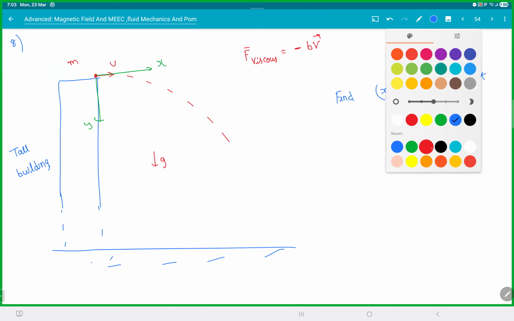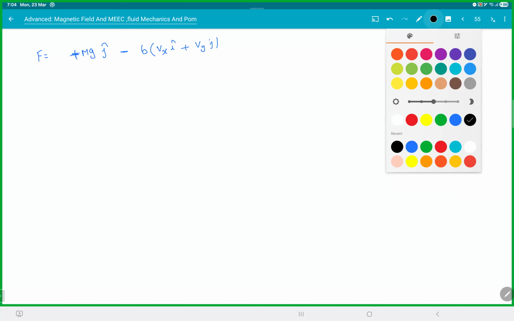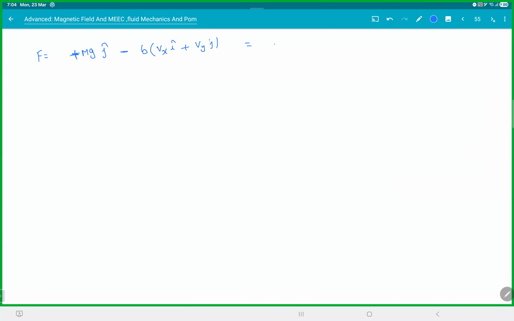So at any point here, if you look at the forces acting on this, there will be an mg here and there'll be a viscous force here, kv. Something of this sort. So the components of kv are vx i cap, vy j cap. This is equal to m into ax i cap plus ay j cap. So ax will be minus b vx by m. ay will be g minus b vy by m.